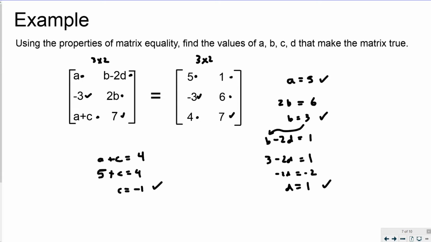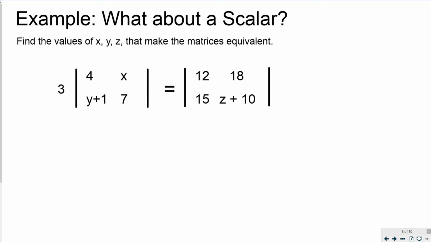And there we go. I used my matrix equality properties, and I was able to find A, B, D, and then C, but I found them all. All right, what about if we have a scalar? Find the values of x, y, and z that make the matrices equivalent.